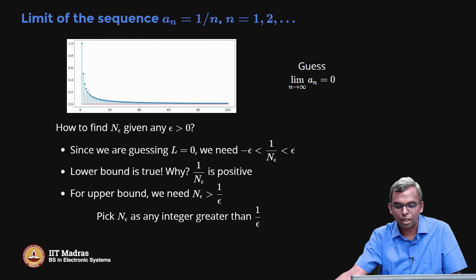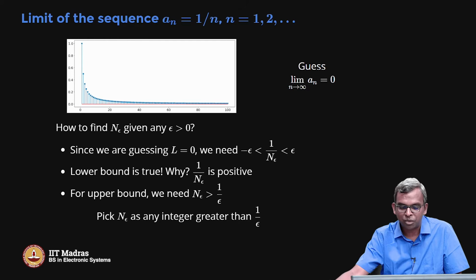This is enough to show that for all n greater than n epsilon, an will be between minus epsilon and epsilon. Now, the lower bound is trivially true. There is nothing to prove here because 1 by n epsilon is positive, so it is greater than 0 itself. For the upper bound, we need 1 by n epsilon to be less than epsilon, which is the same as n epsilon being greater than 1 by epsilon. So, you pick n epsilon as any integer greater than 1 by epsilon, then you will get an n epsilon corresponding to this limit.